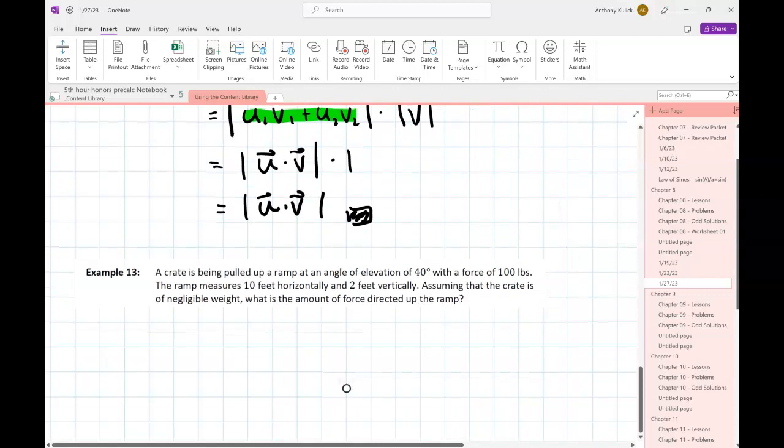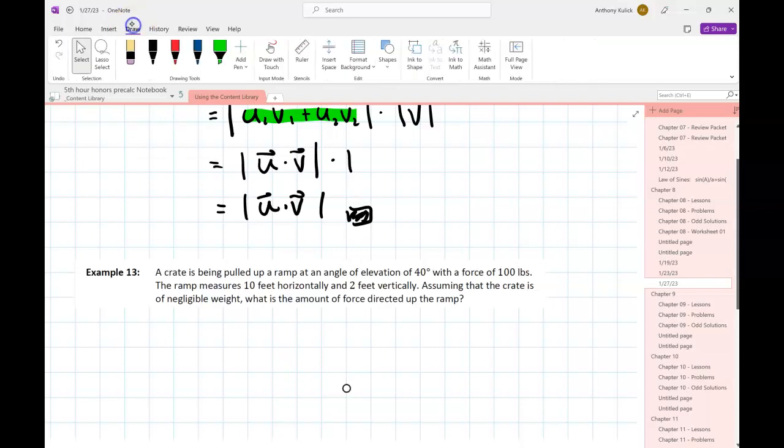So here it says a crate is being pulled up a ramp at an angle of 40 degrees with a force of 100 pounds. The ramp measures 10 feet horizontally and 2 feet vertically, assuming that the crate is of negligible weight. What is the amount of force directed up the ramp?